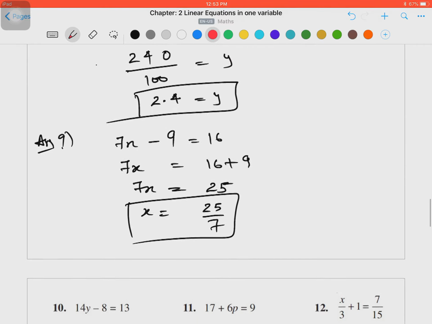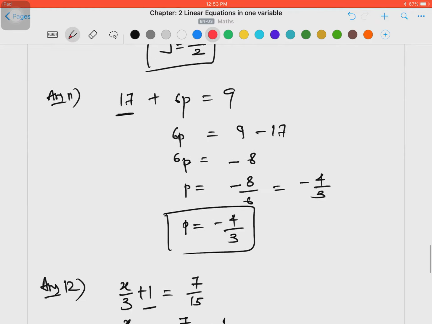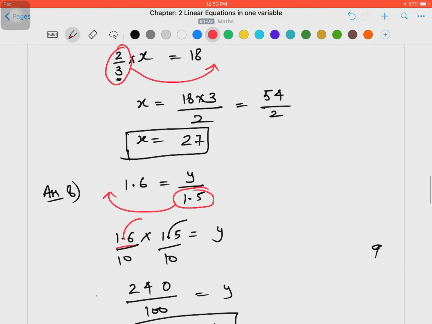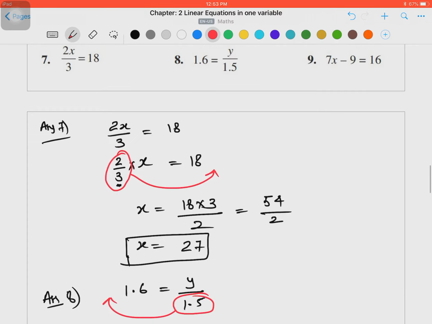Okay, practice all these questions at least 2-3 times, so you will be fluent in solving this. Okay, so that's all for this exercise.